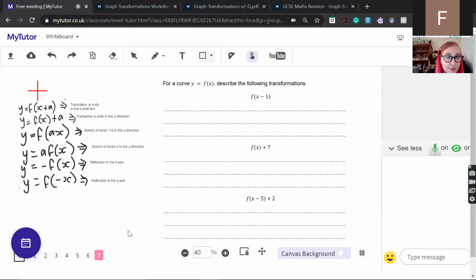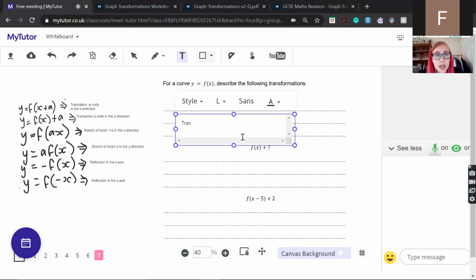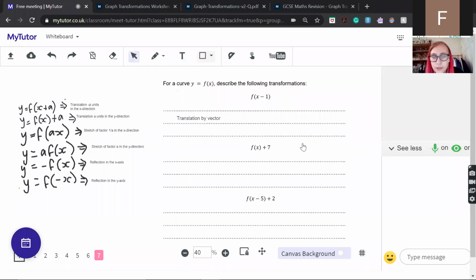So let's have a look. It's of this type here. So here our a is replaced by -1. And what does that mean? A translation of minus a units. So minus -1. So that must be a translation of 1 unit in the x direction. So let's put that on. Translation, and we know how to write that, in vector form. So 1 unit in the x direction. That means 1, 0. That's what this one looks like.